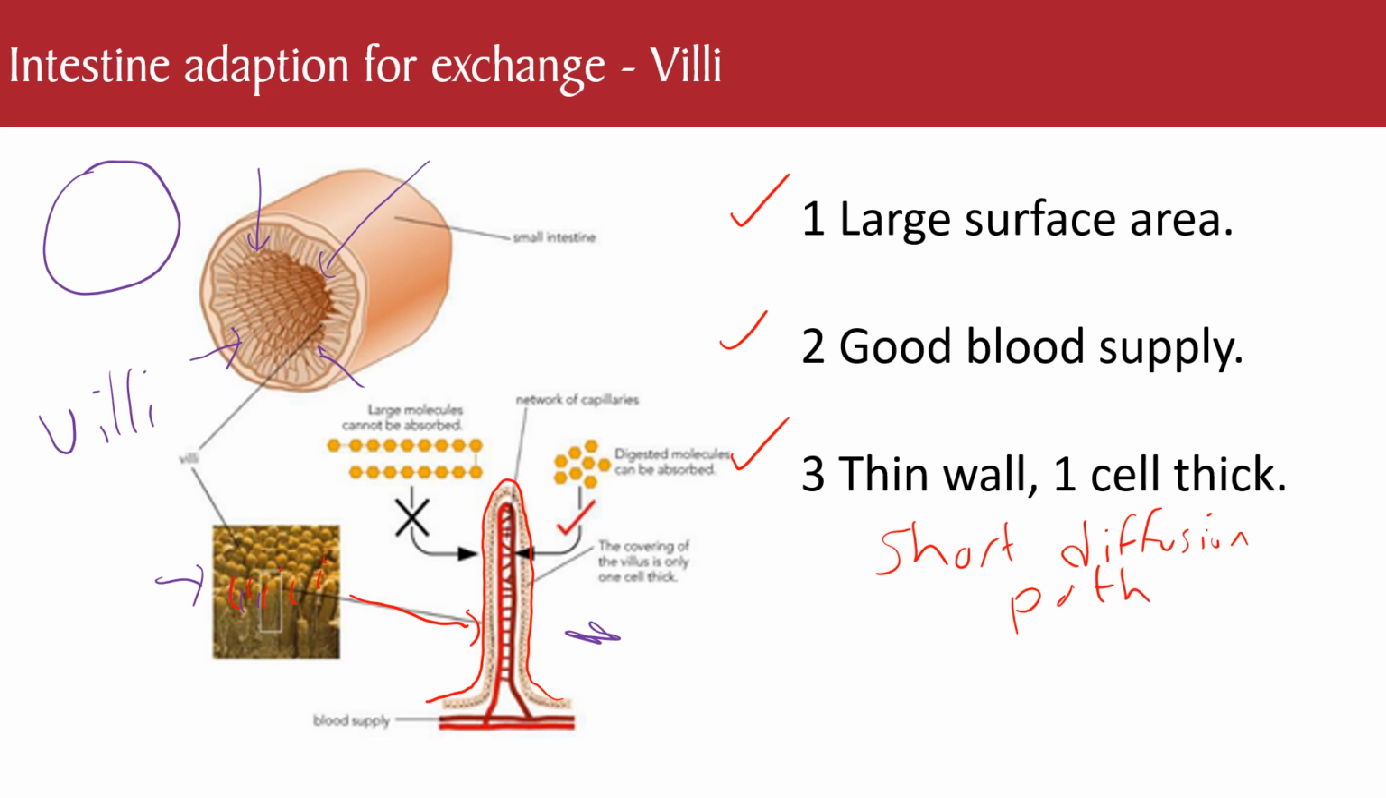Okay, so number one is a large surface area. Number two, good blood supply, and that is to keep the concentration gradients. And number three is a thin wall, so there's a short diffusion path.